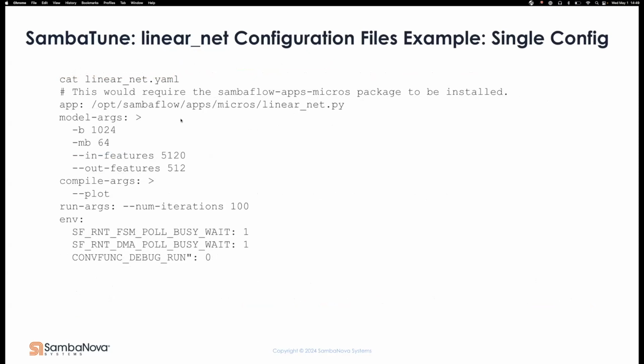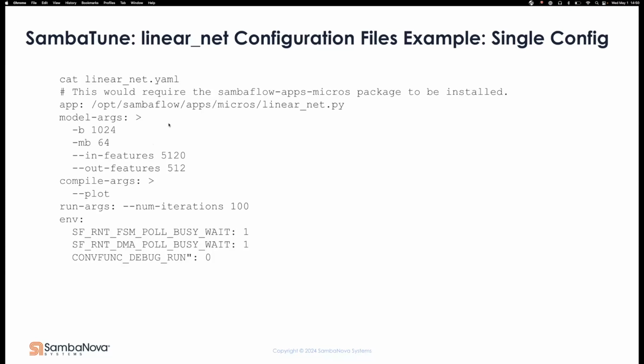So as we're catting the YAML, it's telling you that, hey, this requires a SambaFlow apps micros package to be installed. Obviously, you cannot use this YAML file unless this package is installed, right? And then the app path is the default path for the apps install. Now, typically what we do, because we really don't want people modifying the source app packages that are under opt SambaFlow apps, etc. You can have micros, images, NLP, et cetera, all the various different applications that can be installed. We don't want people modifying them there. So typically what they'll do is if there's a particular model they're working with, they will copy that model down to their local home directory, right?